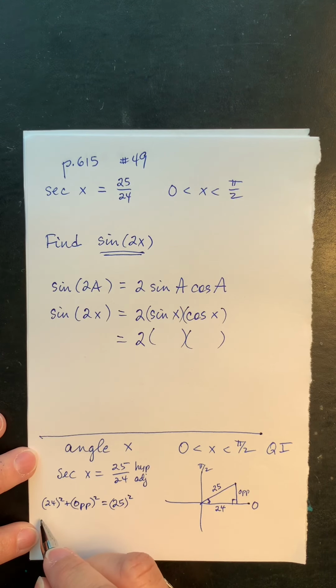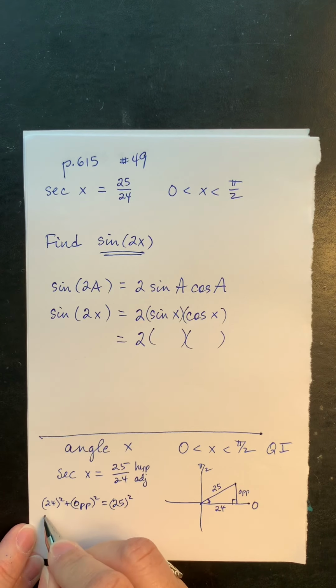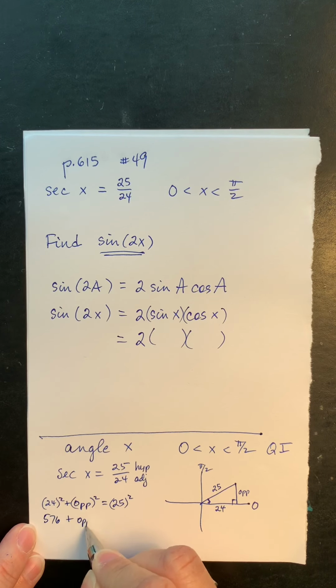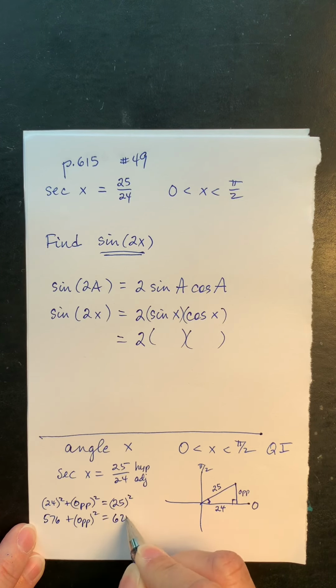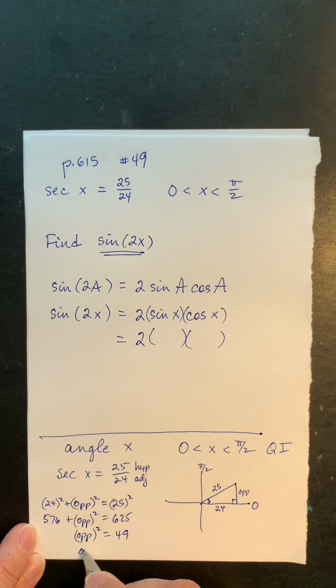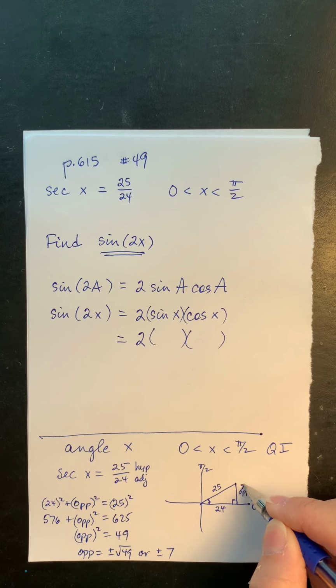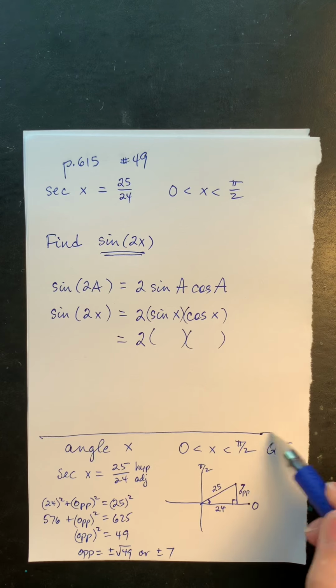Okay, so it is 576 plus the opposite squared is equal to 625. So you're going to get the opposite squared is equal to 49. So the opposite is going to be plus or minus the square root of 49, or plus or minus 7. And we're in quadrant 1. That's where x is. So the opposite side's positive. So it's just 7.